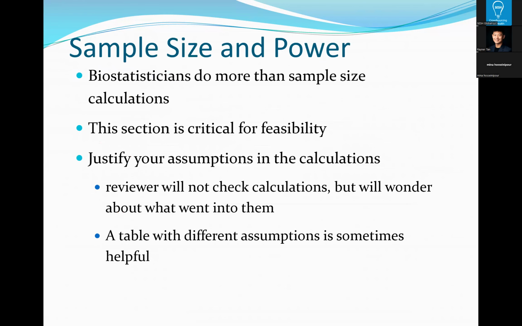Important to know that your statistician does more than your sample size. They will help you with your power calculations, and will help review this section, which is important for feasibility. And it's important to justify your assumptions for the calculation. Nobody's gonna whip out their sample size calculations and double check, but they'll wonder what went into that. So you need to have outlined what some of those assumptions were. And sometimes a table with the different assumptions can be helpful to the reviewer to know that you thought about that.